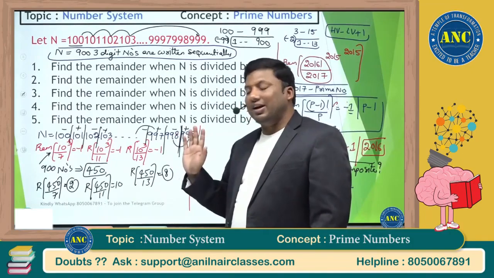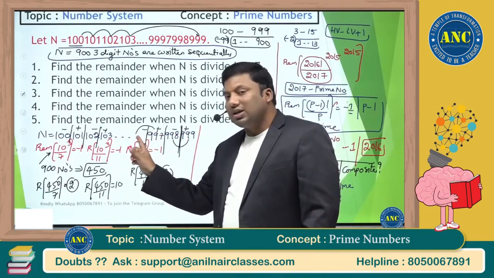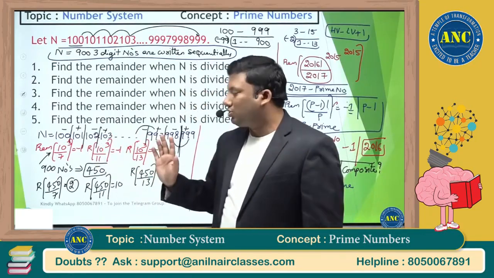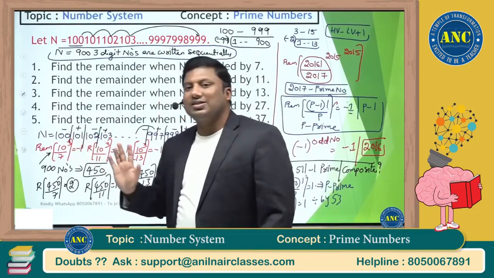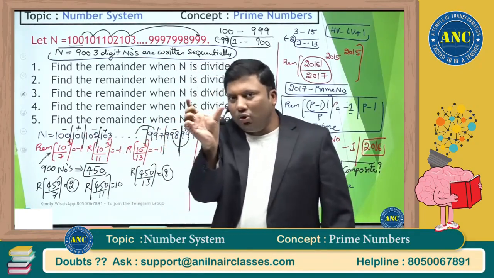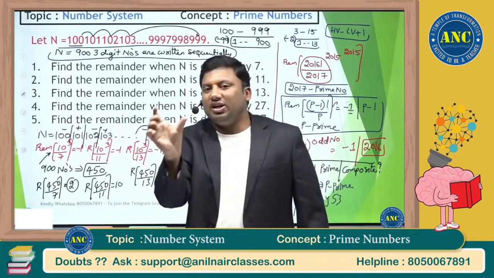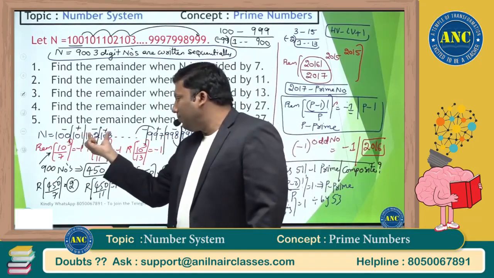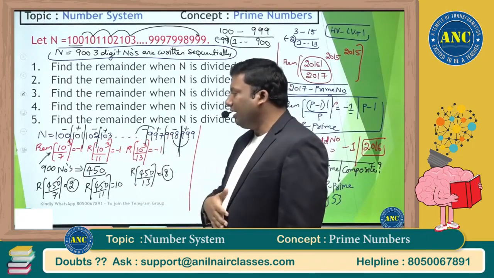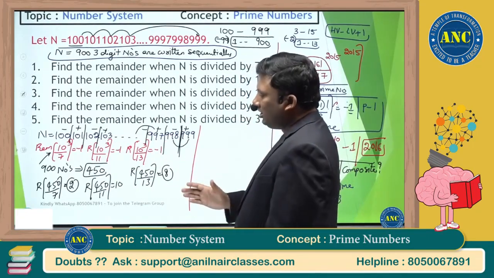999 minus 998, 1. 997 minus 996, 1. 103 minus 102, 1. 101 minus 100, 1. For every two 3-digit numbers, I get 1. So for 900 3-digit numbers, 900 divided by 2, it is 450.